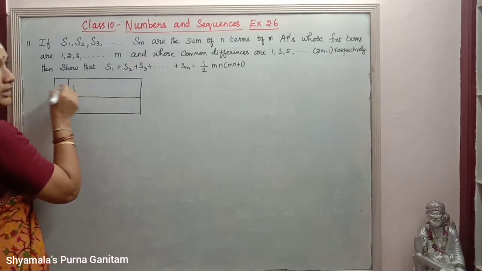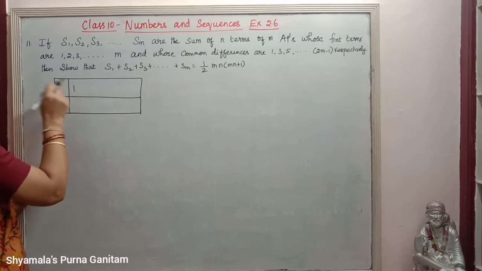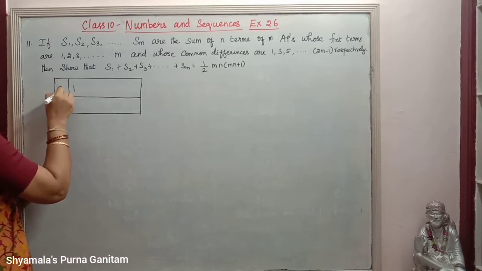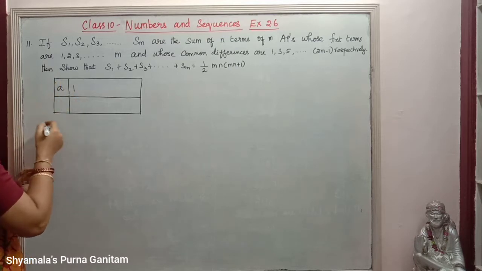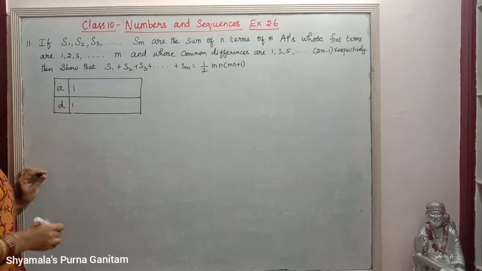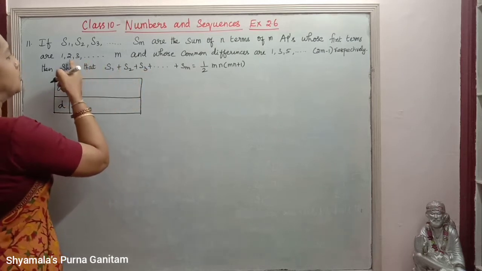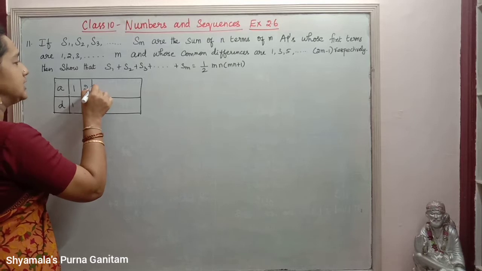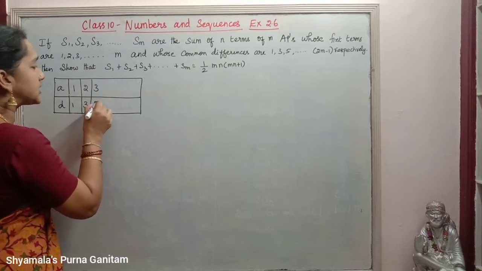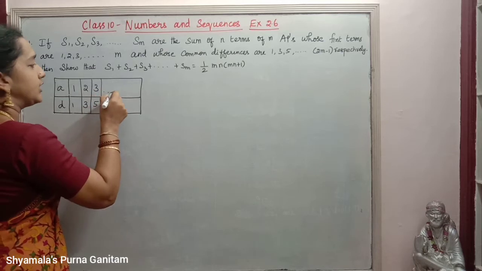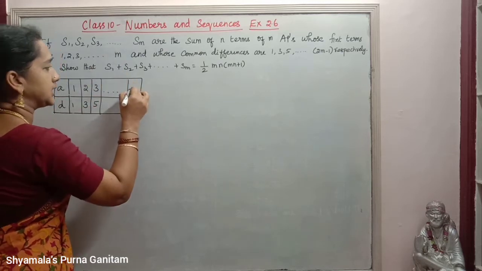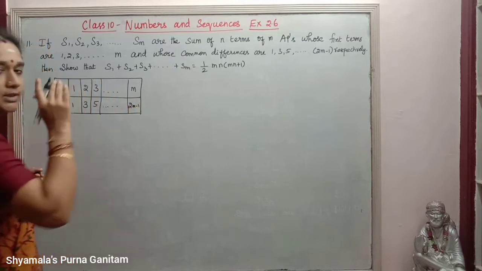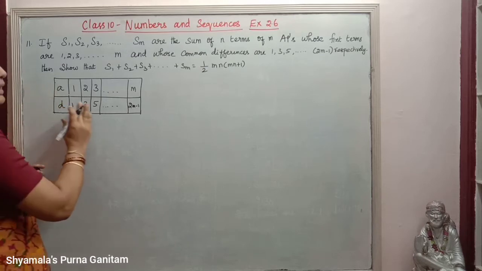If 1 is the first term of an AP, that is first term A, and the common difference is also 1. Then if 2 is the first term, then 3 is the common difference. Then 3 is the first term and 5 is the common difference. Like that, when we take the last term as m, the common difference for that is 2m minus 1. So these many APs are there.